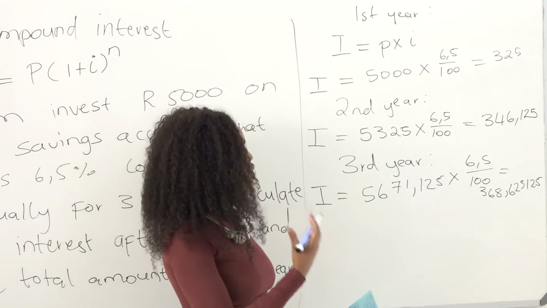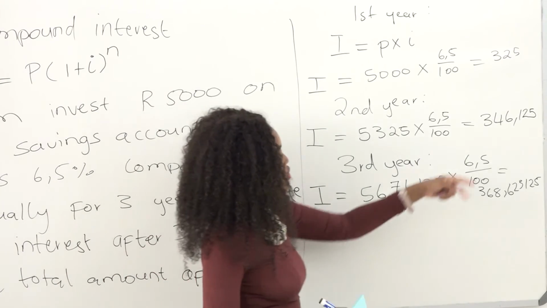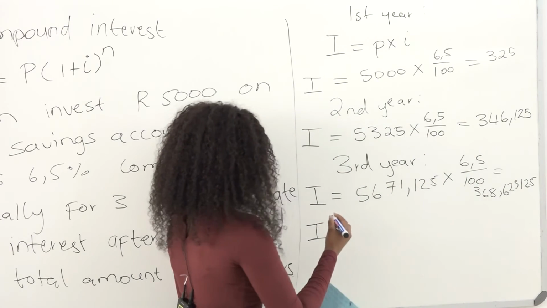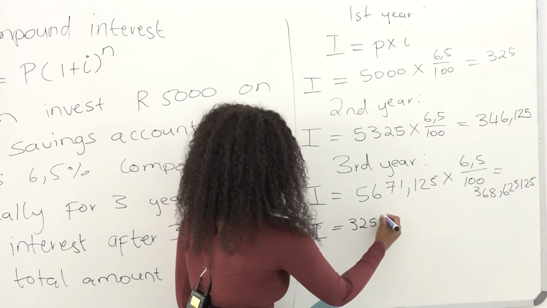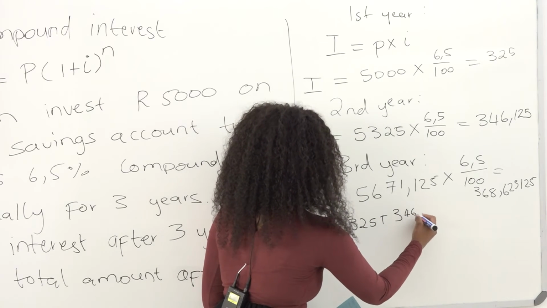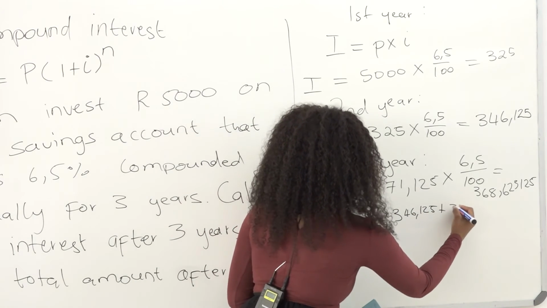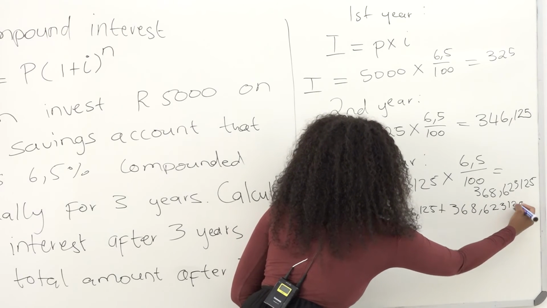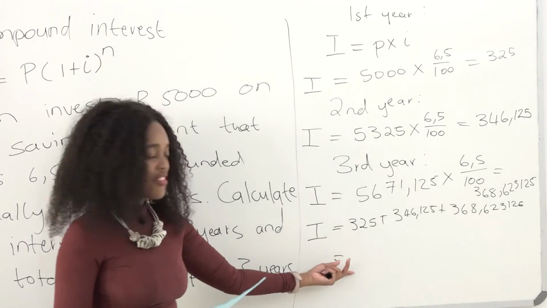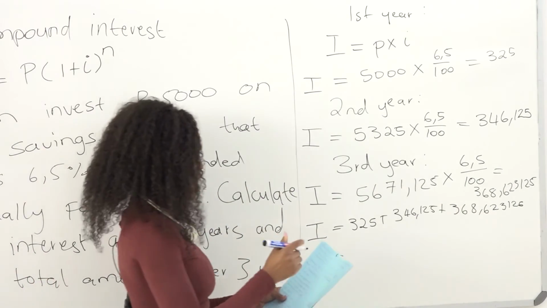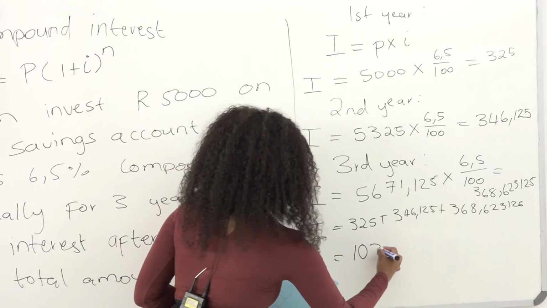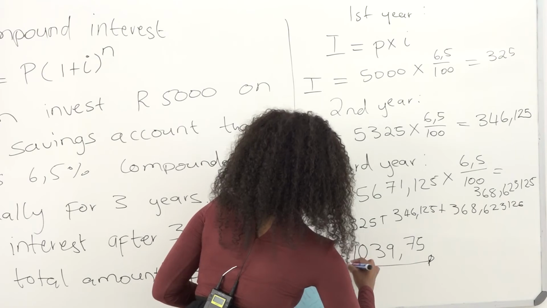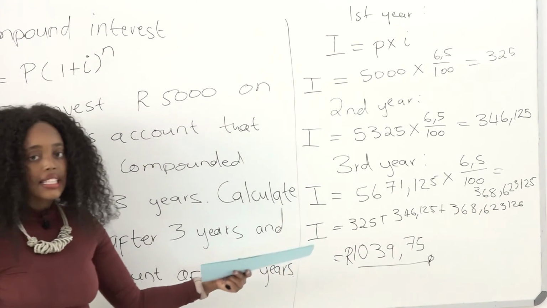So the total interest will be the sum of the three interests, right? So I will be now 325 plus 346.125 plus 368.623125. Now we can round off at the final answer, right? So our answer will be 1039.75, which is our total interest at the end of 3 years.